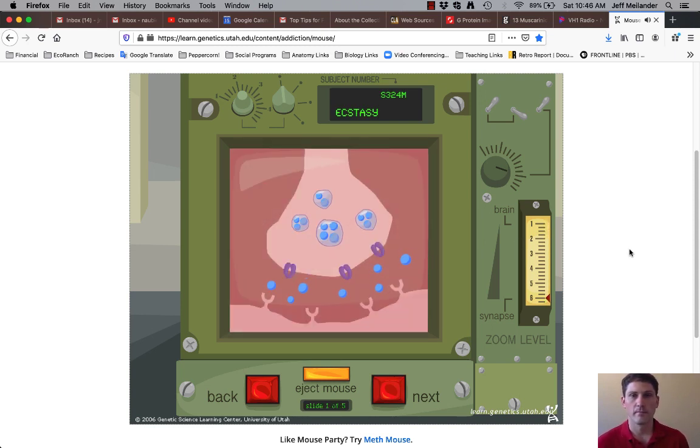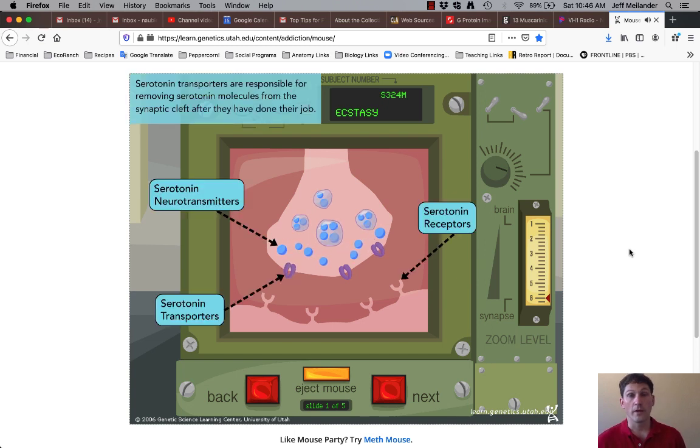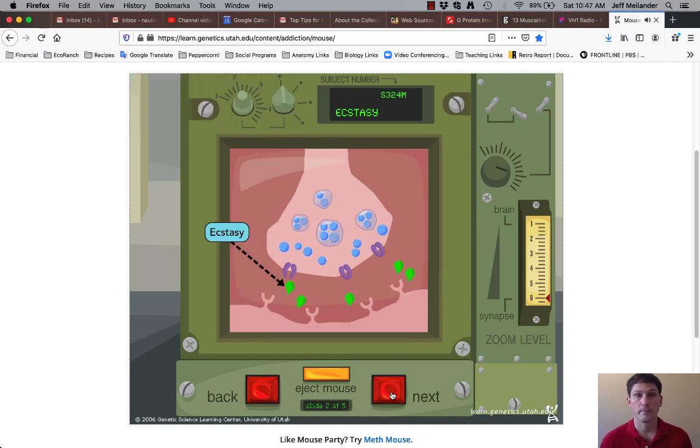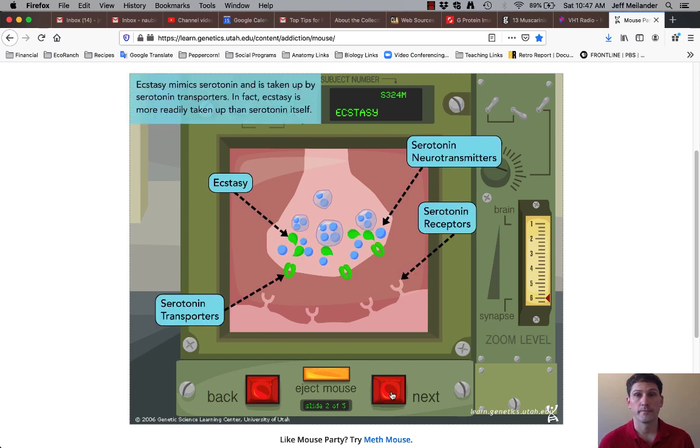Serotonin transporters are responsible for removing serotonin molecules from the synaptic cleft after they have done their job. All right, cool. So now we're talking about the same situation as we saw with meth and cocaine, but now we're talking about a different neurotransmitter. Here we're talking about serotonin and serotonin transporters. Ecstasy mimics serotonin and is taken up by serotonin transporters. In fact, ecstasy is more readily taken up than serotonin itself. So it's a serotonin mimic, and it gets picked even before serotonin does.